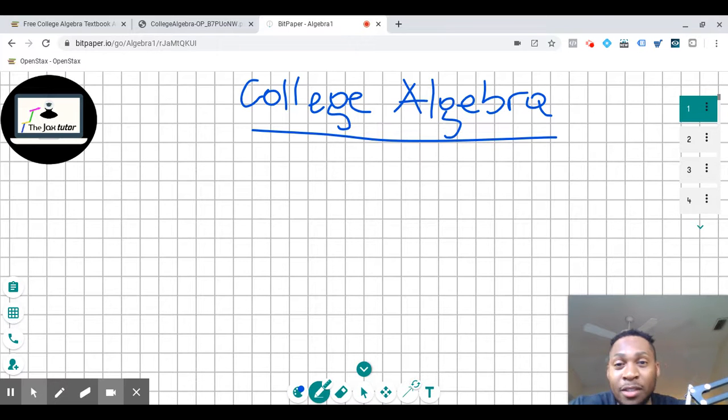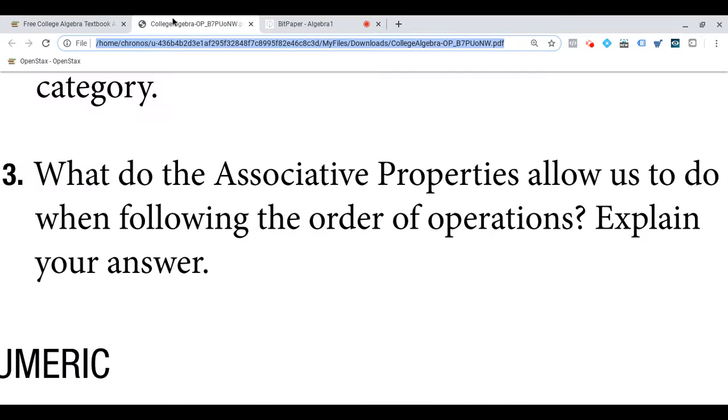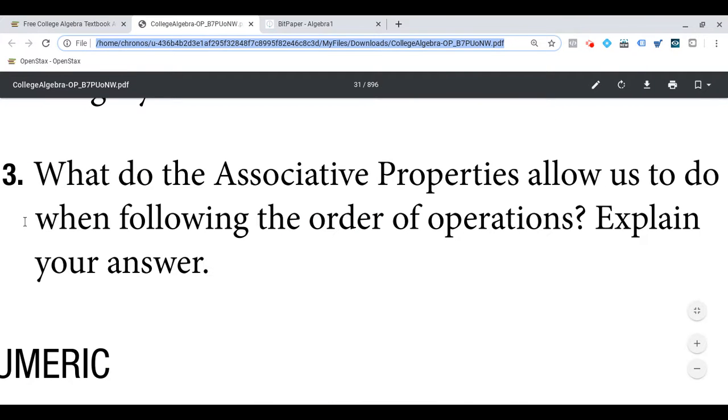So, today we're going to talk about the associative property of addition and multiplication. Let me show you. We actually use an OpenStax textbook. Those are free textbooks about math, physics, anything really in school, high school and college. So let me show you what we're doing. Question 3 here says, what do the associative properties allow us to do when following the order of operations? Explain your answer.